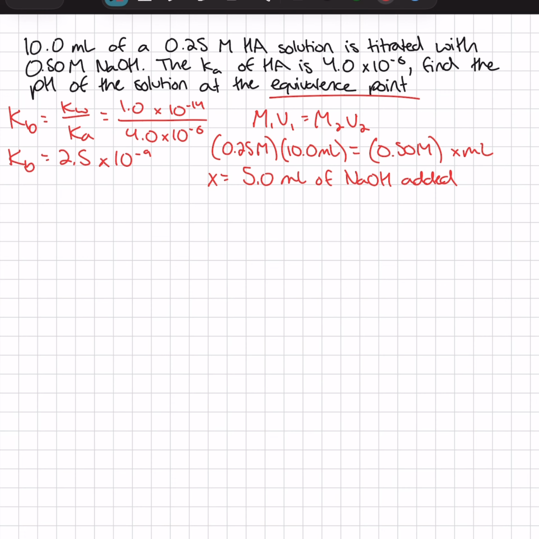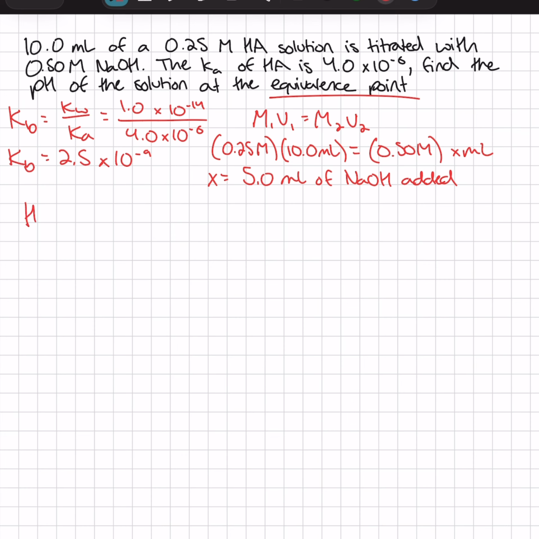And yeah, here's a practice problem. 10 milliliters of a 0.25 molar acid solution is titrated with 0.50 NaOH. The Ka of the acid is 4.0 times 10 to the negative 6. Find the pH of the solution at the equivalence point. And I went ahead and already calculated some values just for brevity's sake.